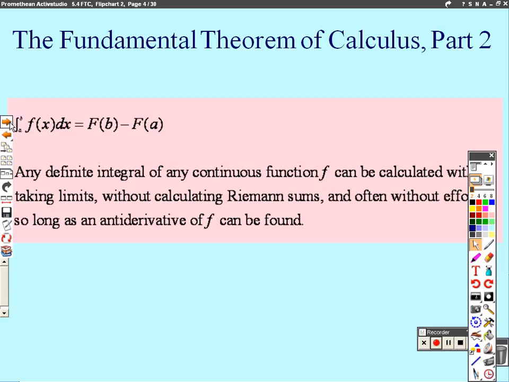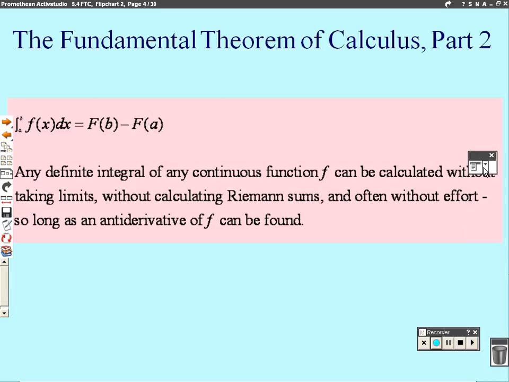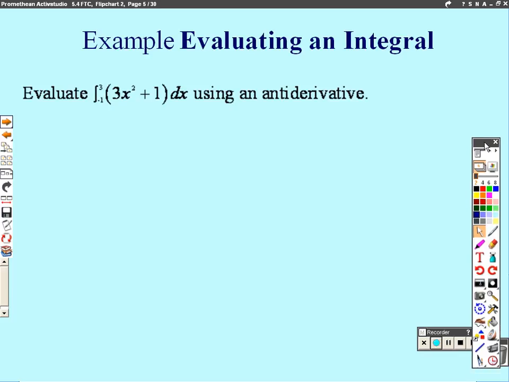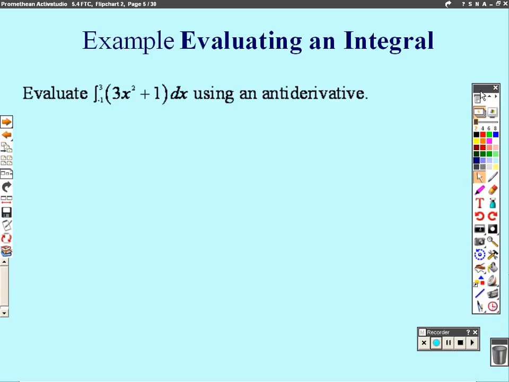All right, and if you need to go back and pause, feel free. Fundamental theorem of calculus part 2, once again, it says it right here. The integral from a to b of f of x is big F of b minus big F of a. Any definite integral of a continuous function can be calculated without taking limits, like we've talked about, without calculating Riemann sums, and often without effort, as long as we can find an antiderivative. So this should actually make things easier for us. No more rectangles. So let me just do this one example, and we are going to obviously do tons of examples once I get back tomorrow.